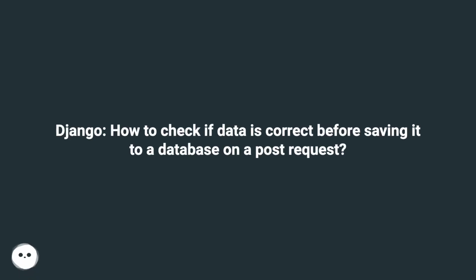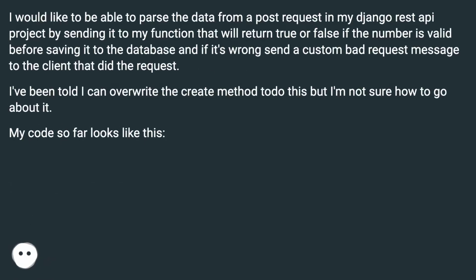Django, how to check if data is correct before saving it to a database on a post request? I would like to be able to parse the data from a post request in my Django REST API project by sending it to my function that will return true or false if the number is valid before saving it to the database, and if it's wrong, send a custom bad request message to the client that did the request. I've been told I can overwrite the create method to do this, but I'm not sure how to go about it. My code so far looks like this.